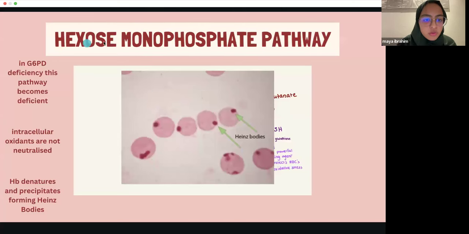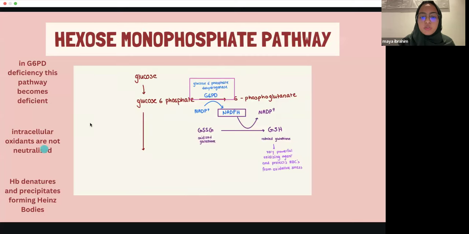What does phosphoglutamate do? Is it important for us? Phosphoglutamate, this one you're talking about, right? It's not important. You don't need to know anything about it, but the reason it's converted from this to this is to produce NADPH. That's what we need from the hexose monophosphate pathway. We need NADPH.